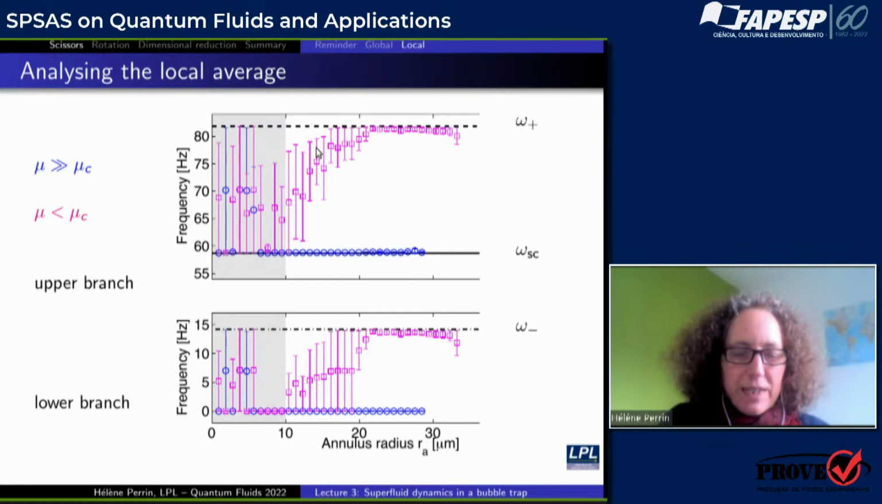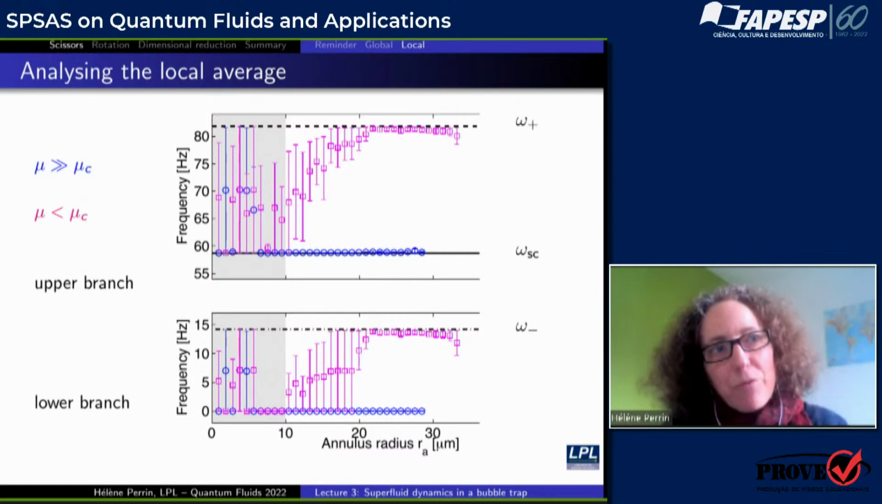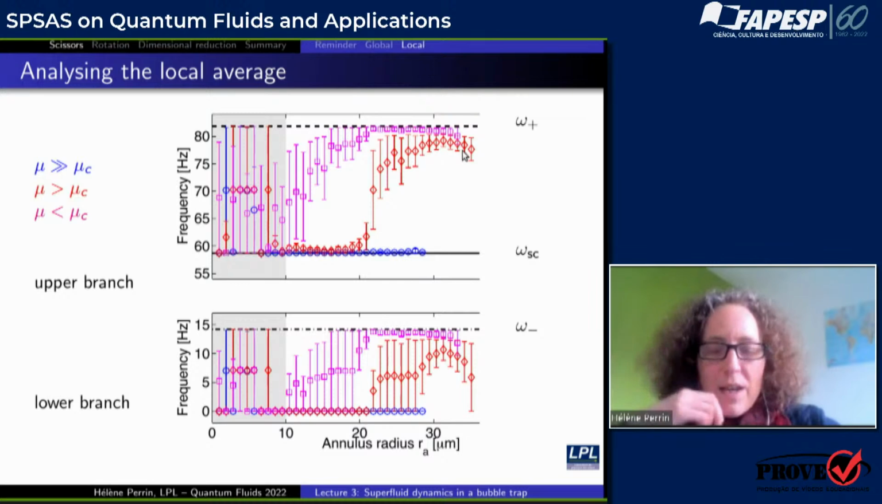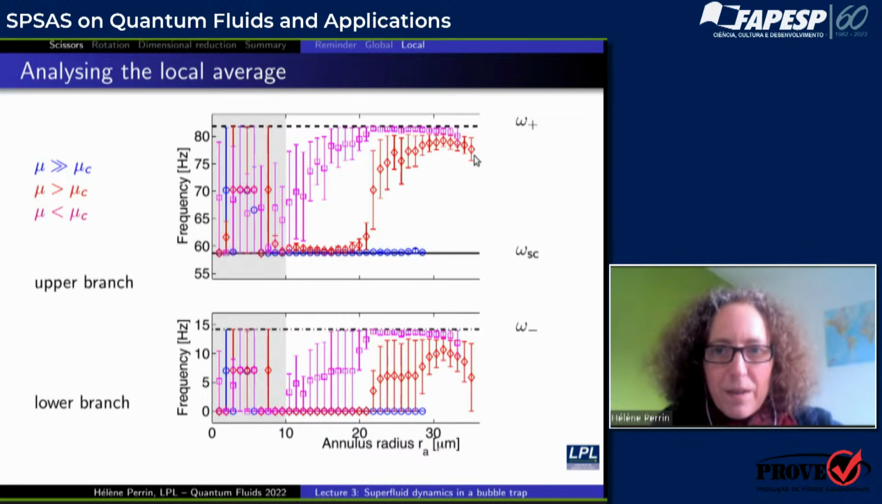scissors frequency. But now in the intermediate case where we believe we are superfluid, at least in the center, what we observe is a clear threshold between a central region where just one frequency is detectable, and it is at the scissors frequency and no other frequency. And at the edges, we clearly see two frequencies, like for a thermal gas, omega plus, omega minus, a little bit shifted from their bare values. And in fact, this shift can be understood with the fact that the density is already quite large, and this induces a little shift with these two bare node frequencies.